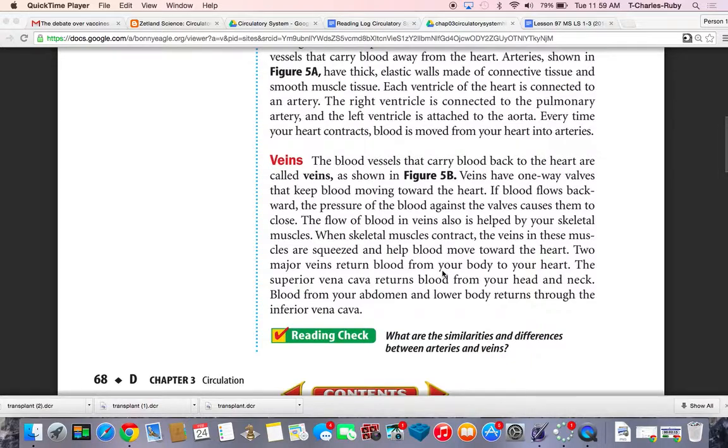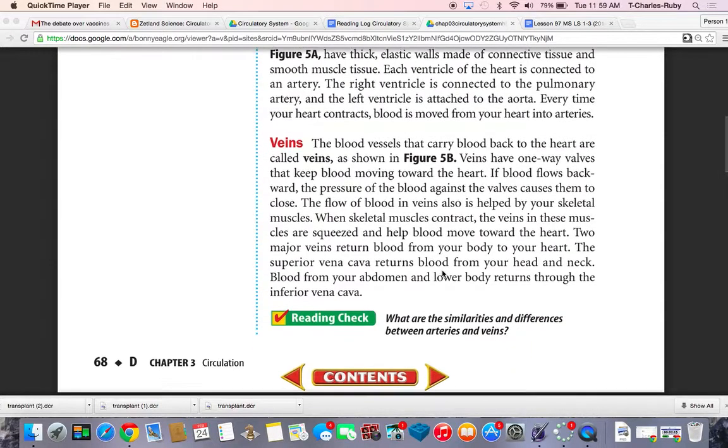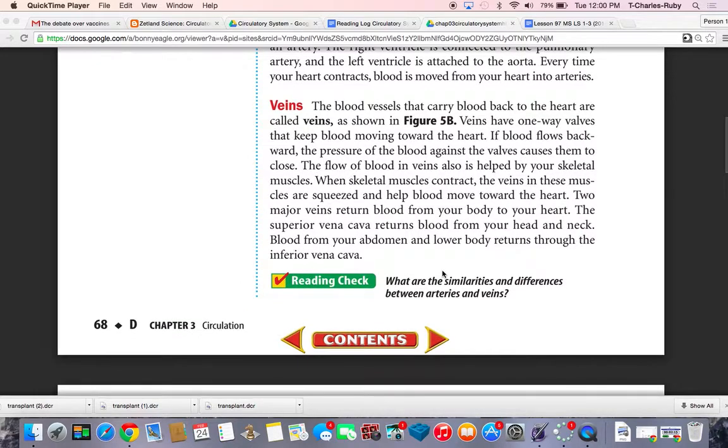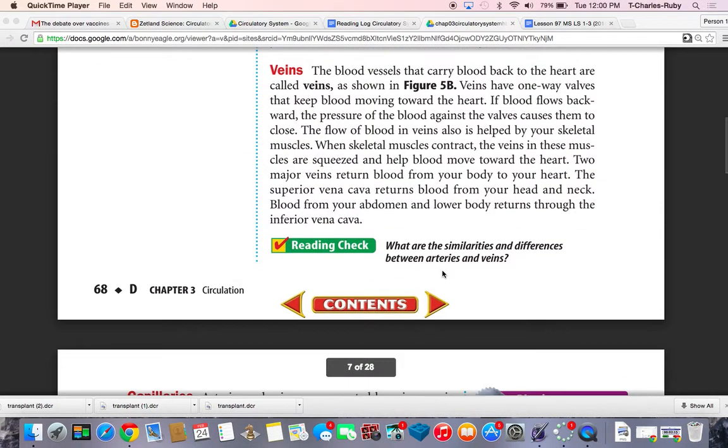Two major veins return blood from your body to your heart. The superior vena cava returns blood from your head and neck. Blood from your abdomen and lower body returns to the inferior vena cava.